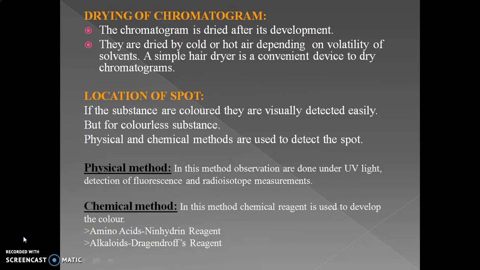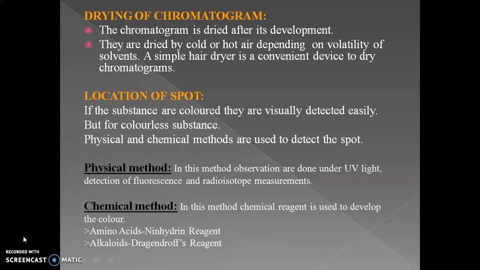Then how to dry? Drying of chromatogram. The chromatogram is dried after its development. It is dried by cold or hot air depending on the volatility of the solvent. A simple hair dryer is a convenient device to dry the chromatogram. Then location of spots. How to locate the spots if they are not visible? If the substances are colored, they are detected visually and easily. But for colorless substances, physical and chemical methods are used to detect the spots.